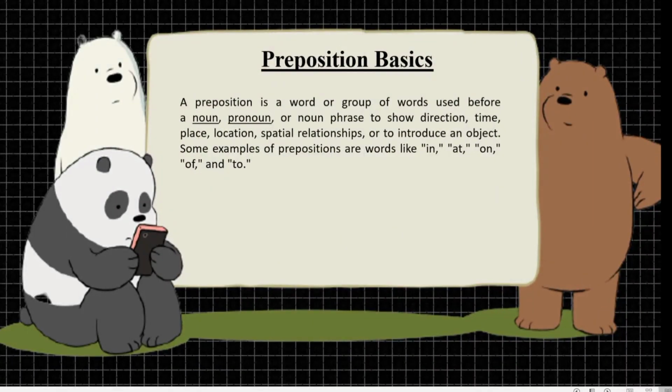Preposition basics. A preposition is a word or group of words used before a noun, pronoun, or noun phrase to show direction, time, place, location, spatial relationship, or to introduce an object. Some examples of prepositions are words like in, at, on, off, and to.